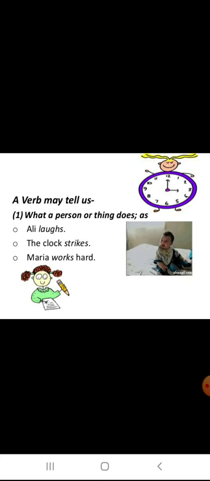A verb is a word used to describe an action, state or occurrence, and forming the main part of the predicate of a sentence. A verb may tell us what a person or thing does, what the person or thing is doing. Ali laughs, the clock strikes, Maria works hard. So here we are learning about the person, the subject, what it is doing.